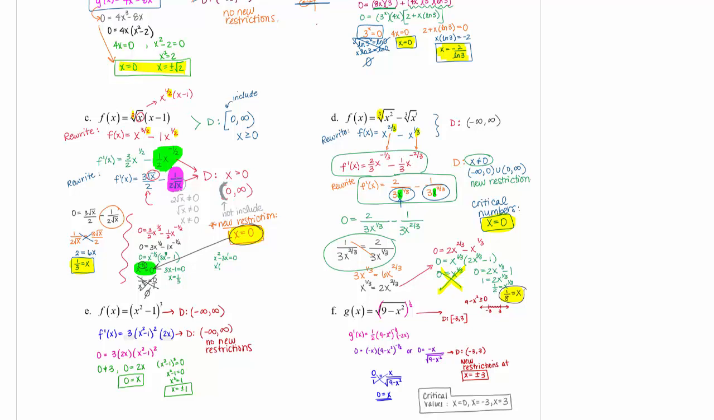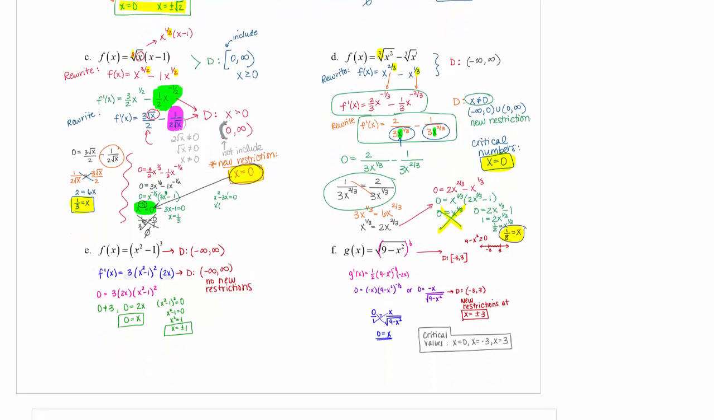And usually, yes, it might be 0. It just depends on what's underneath your radical. It could be an x minus 1. Well, then it's not going to be x equals 0 anymore. So let's look real quick at two more that are completed for you for multiple reasons.